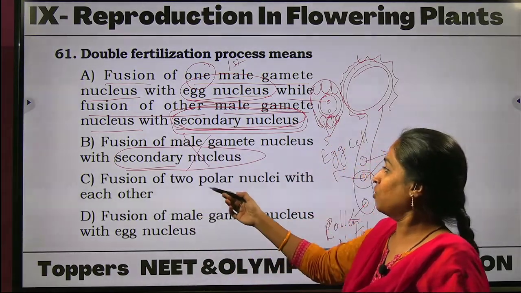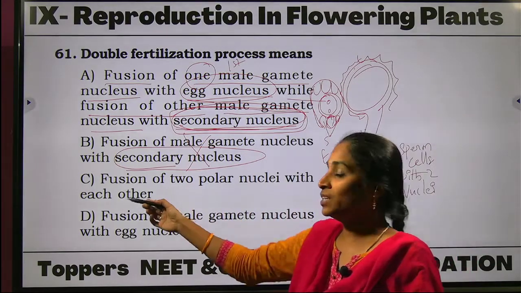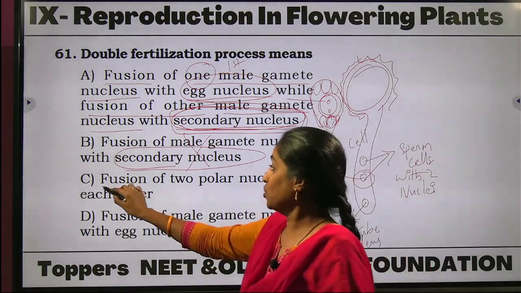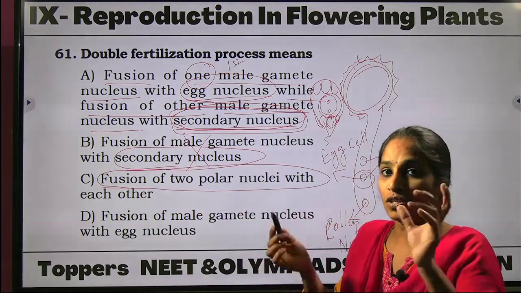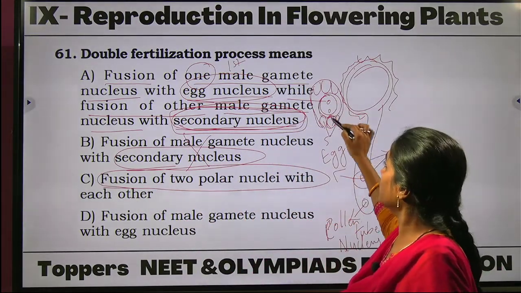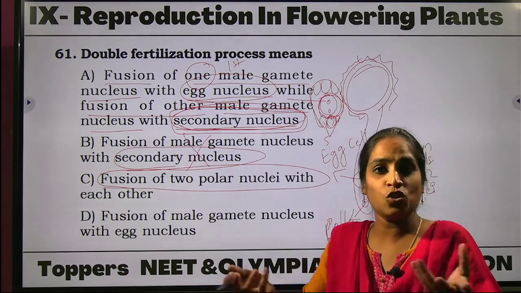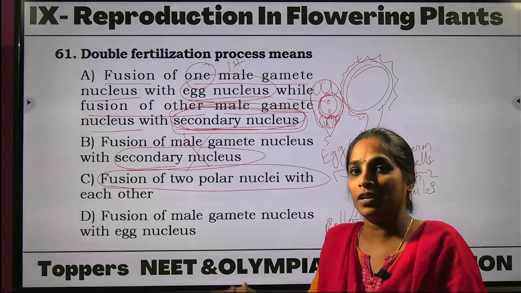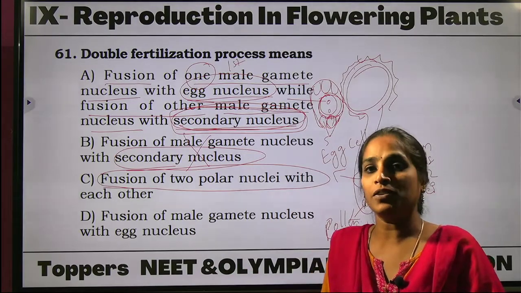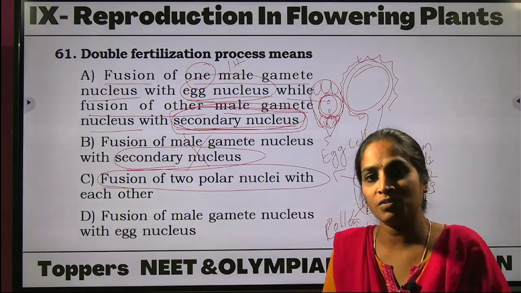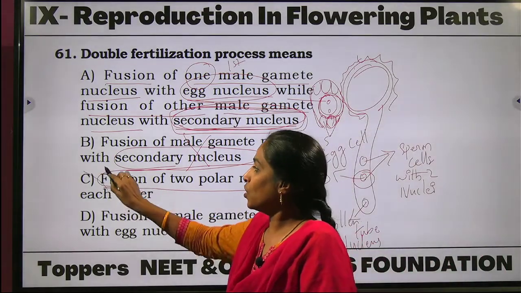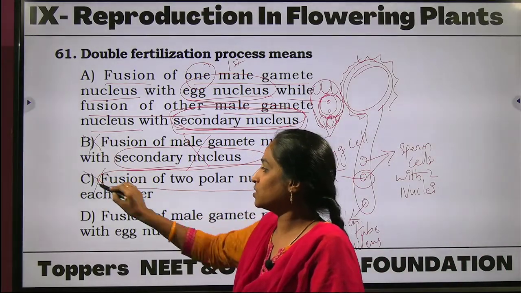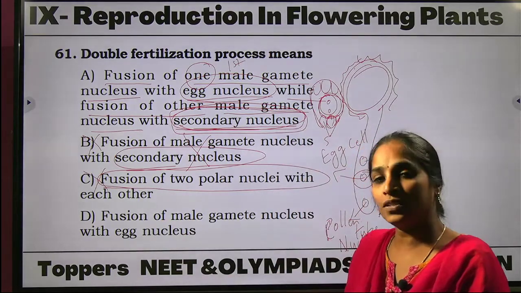And what is option C? Fusion of 2 polar nuclei with each other. Where can we observe the polar nuclei? These are cells we can observe only in the female embryo sac. There is no involvement of the pollen tube. If the male gamete is not fusing with the female one, then how does the fertilization process occur? It doesn't occur. This is also the wrong option.